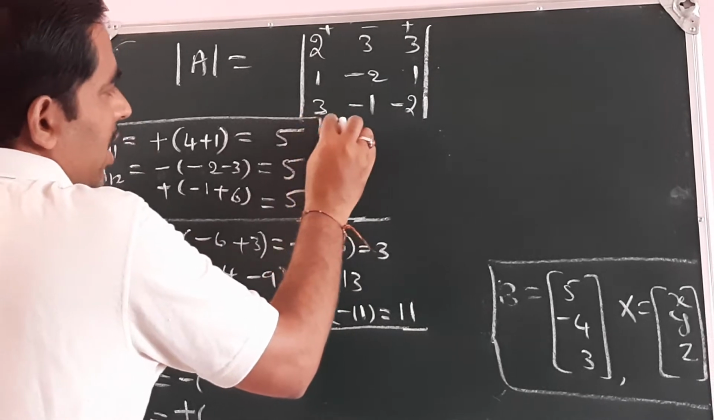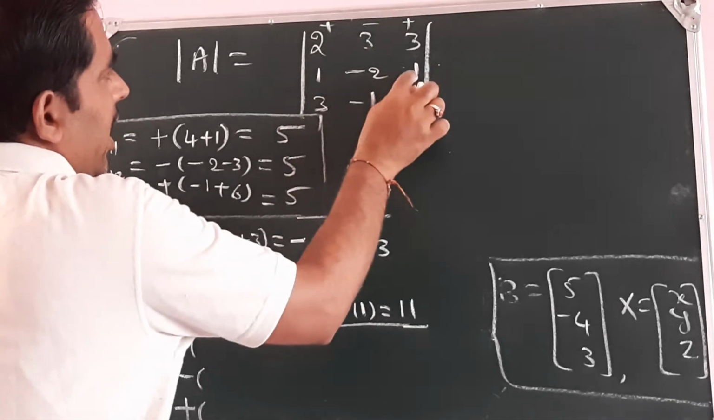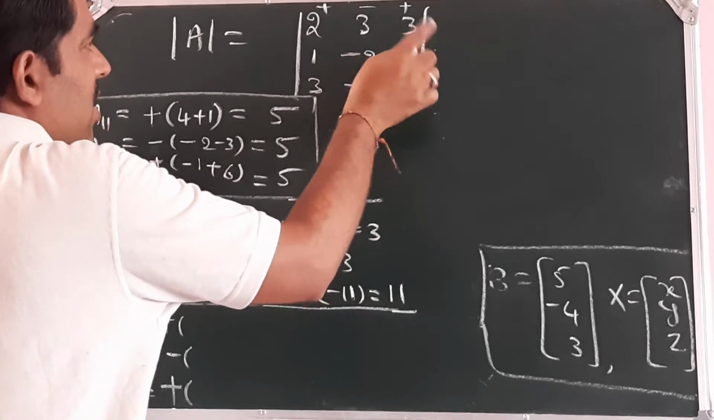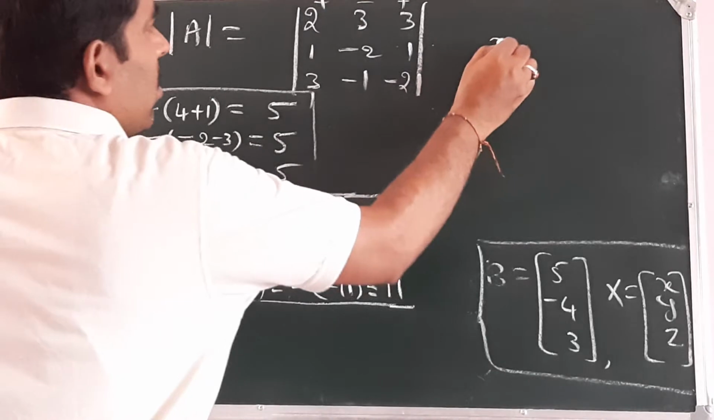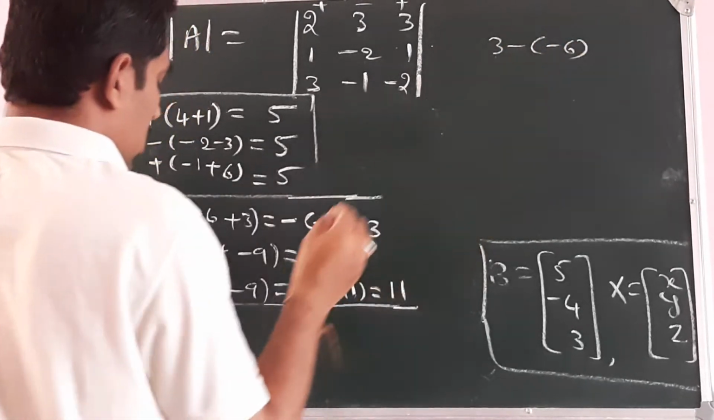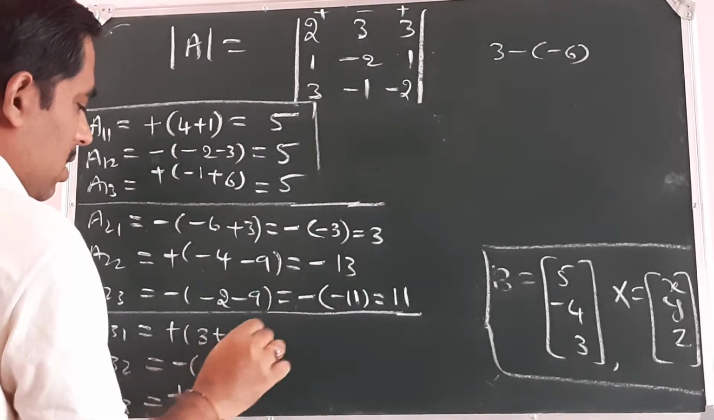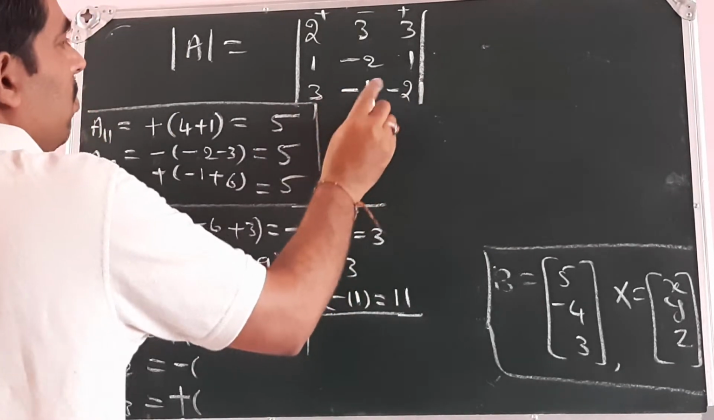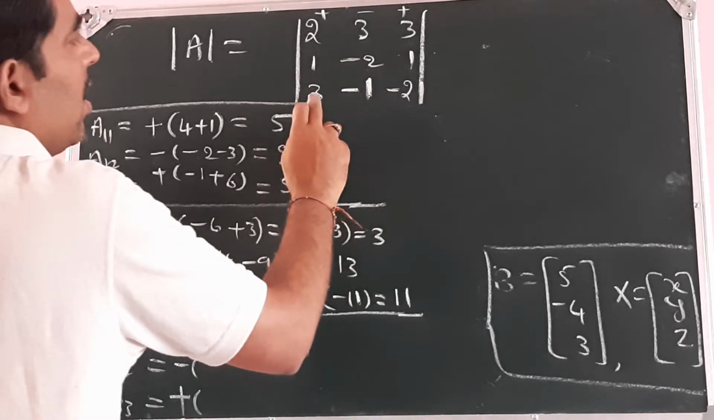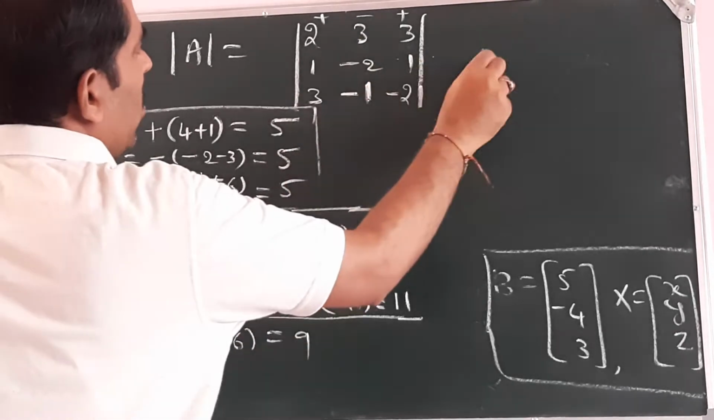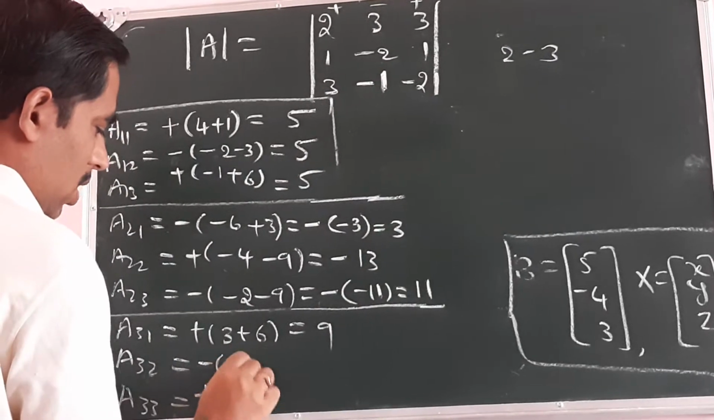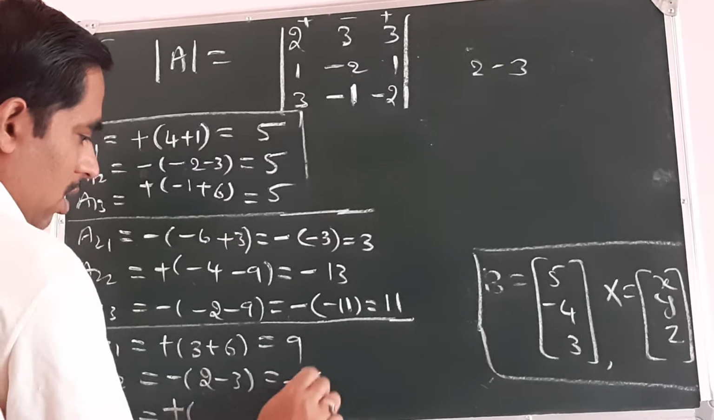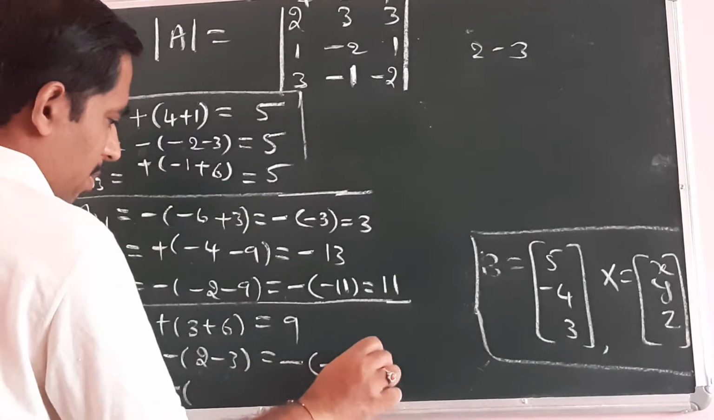So last, we'll consider the last row. Cofactor of 3: we leave this row and this column. 3 into 1, 3. 3 minus of minus 6. So that will be what? 3 plus 6, which means 9. Then what is the cofactor of minus 1? Leave this row and this column. 2 into 1, 2. 2 minus 3, and outside minus is there. 2 minus 3, that is minus 1. So minus of minus 1, that is plus 1.